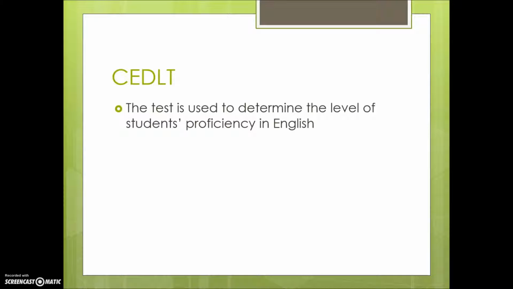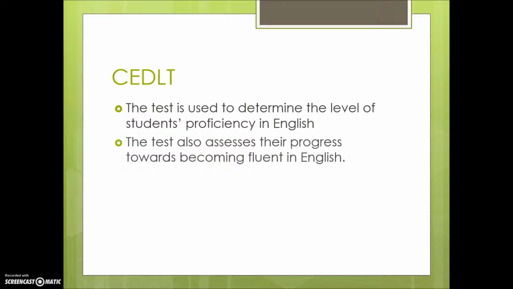So the test is used to determine the level of student proficiency in English. The test also assesses their progress towards becoming fluent in English. And like I said, the assessment is done through K through 12, again annually. So each year students will go through this test to determine the levels of proficiency. I'm going to go over the levels of proficiency in just a bit, but it also assesses their progress so that it can benefit them in the following year, whether they need certain attention or if they need to move up in the proficiency level.